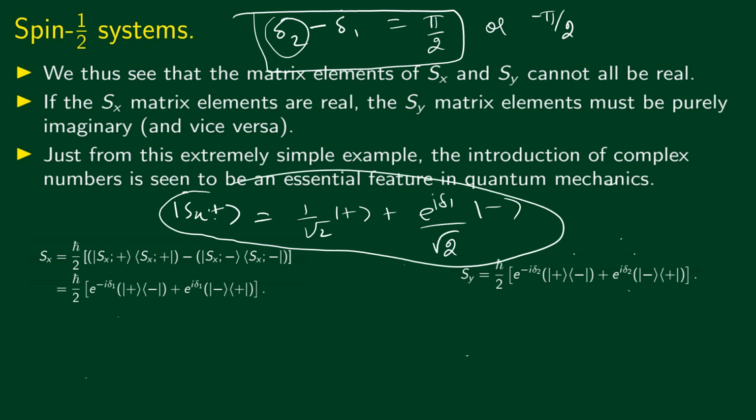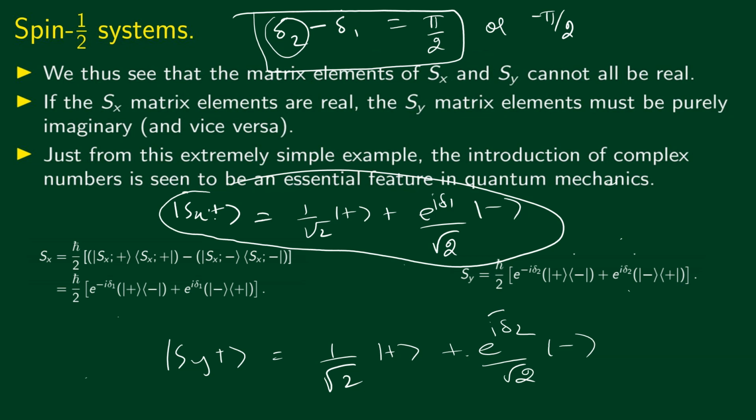Right? But if I choose delta 1 to be 0, then delta 2 has to be pi by 2, and then you will see that in the case of Sy plus, which is equal to 1 by root 2 ket plus e raised to i delta 2 by square root of 2 ket minus, if delta 1 is chosen to be 0, delta 2 has to be equal to either pi by 2 or minus pi by 2, which means that I'll get a complex number appearing here. All right. So this is how complex numbers enter into quantum mechanics in a fundamental manner. It's an essential feature of quantum mechanics.